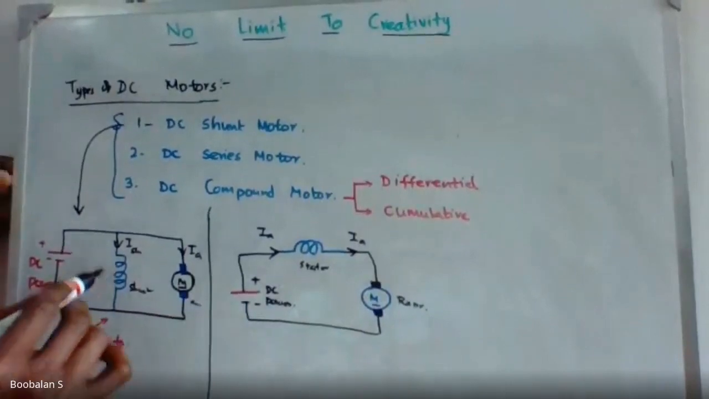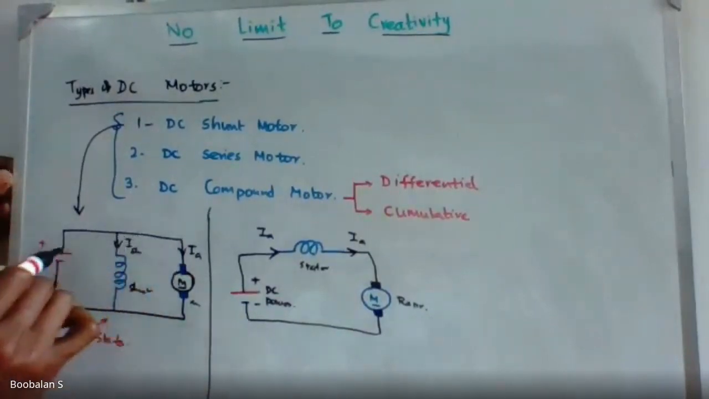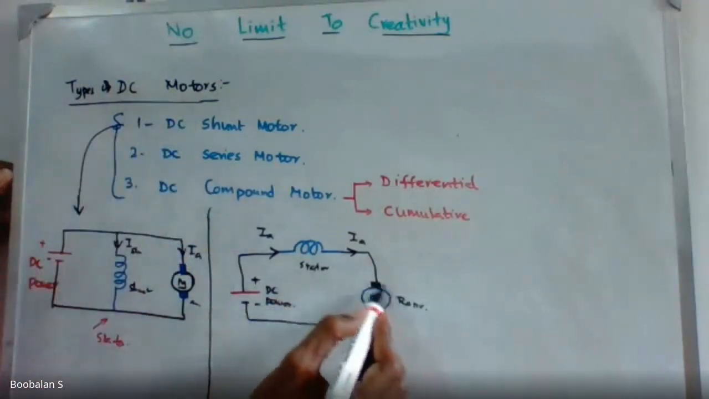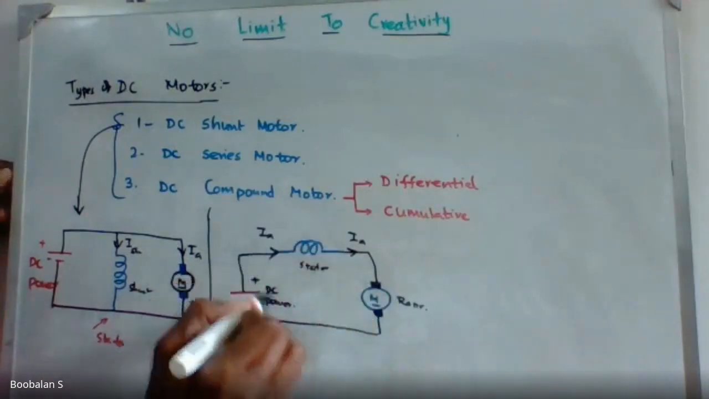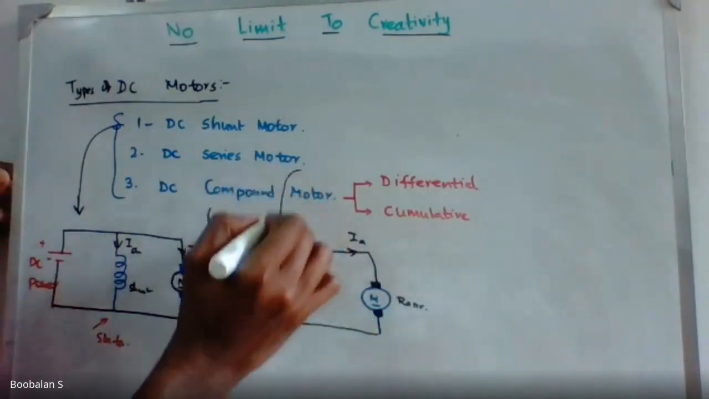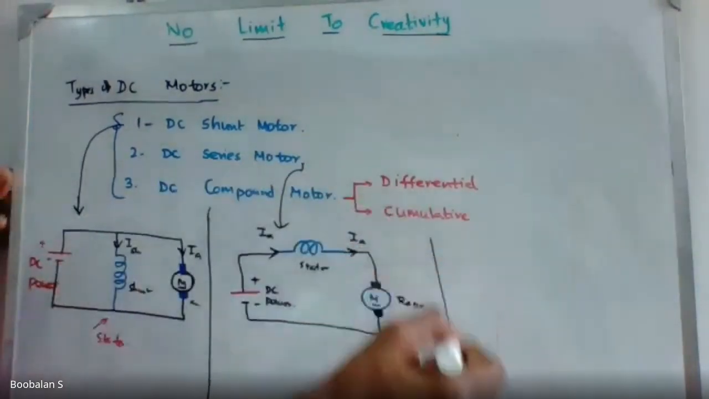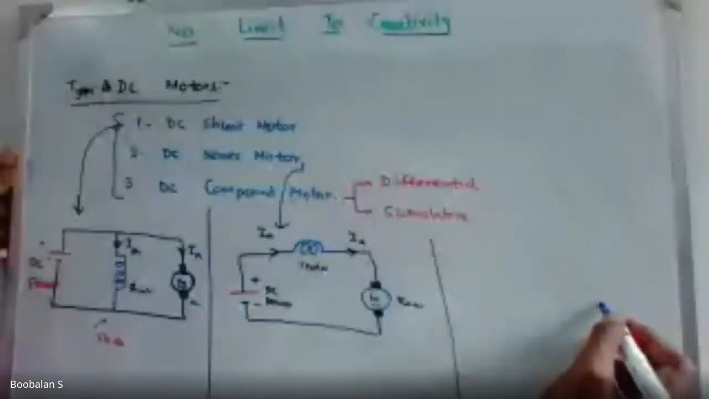Now my stator and rotor are both connected in parallel with my power supply, and that's called a shunt motor. Now my rotating part, the armature, as well as the field, are both connected in series with my power supply. That's called a DC series motor. Then what does it mean by compound motor? Both connections will be there. It's a combination of two things, and a combination of two things is called a compound motor.